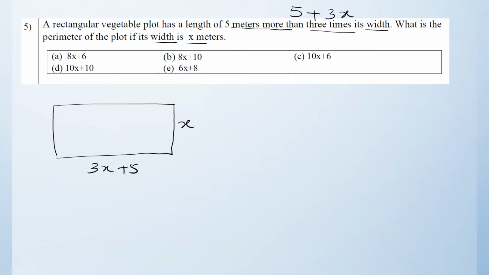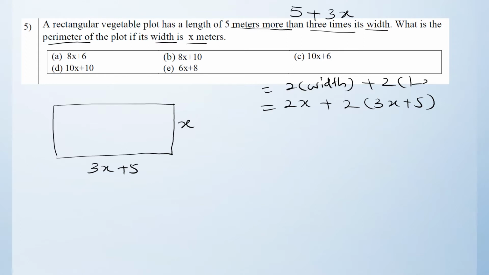So we have to find the perimeter. Perimeter is equal to 2 times width plus 2 times length. We can simplify this and we have 8x plus 10. That is B only.